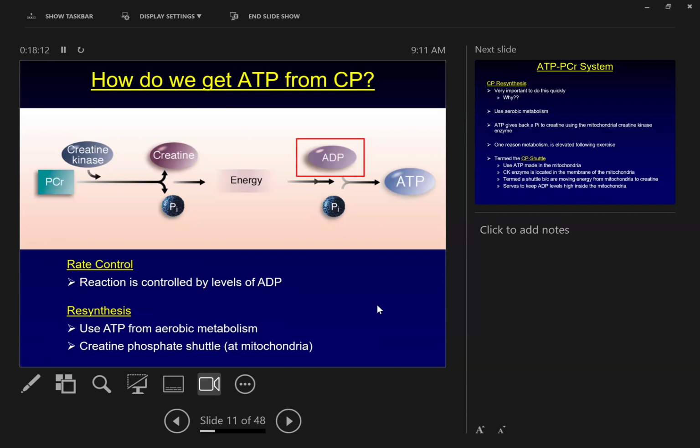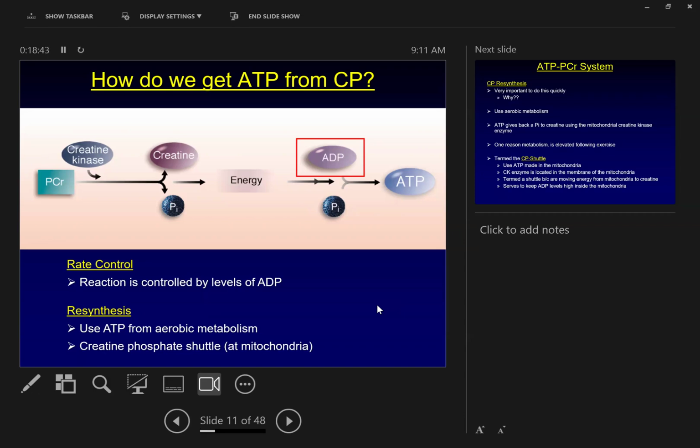Creatine phosphate, creatine kinase, ADP molecule. When the ADP stimulates the creatine kinase, taps it on the shoulder, then creatine kinase pulls the phosphate, and the creatine puts it onto the ADP and we get ATP. That happens faster than you can even think about. And then it happens over and over and over again.